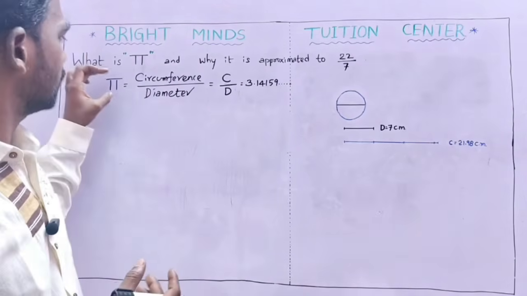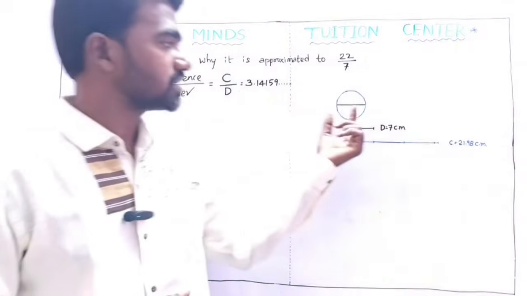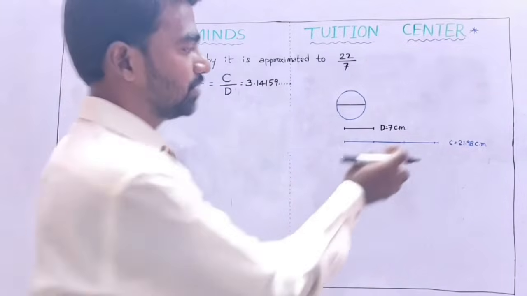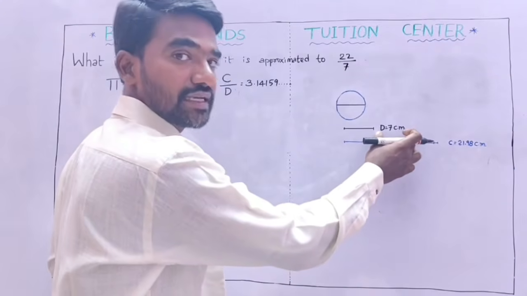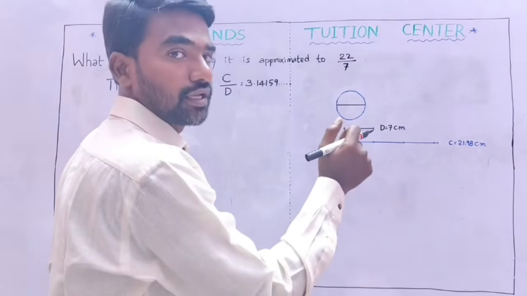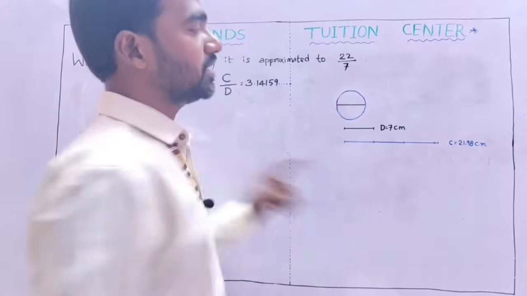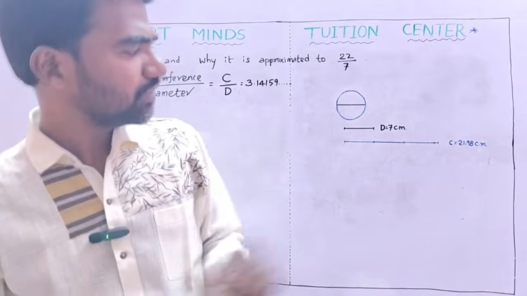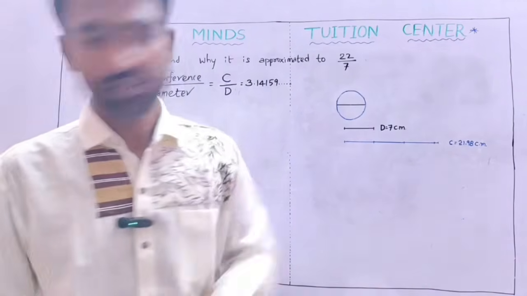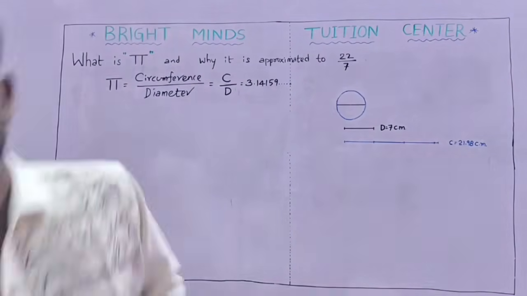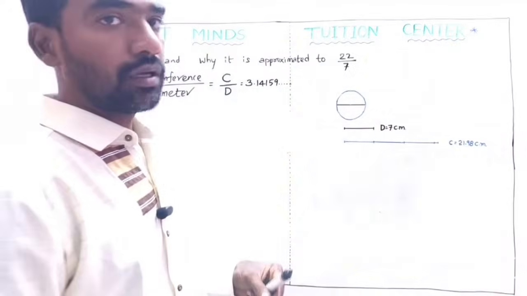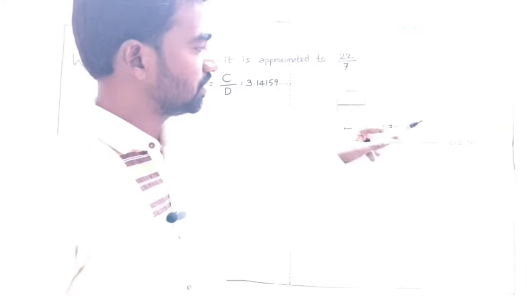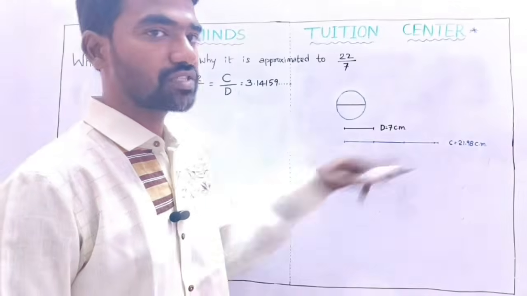Here, to understand what pi is, let us take one circle with a radius of 3.5 centimeters. Then what will be the diameter? The diameter will be 7 centimeters. The circumference will be 21.98. Here we will see the relation between diameter and circumference. If the radius is 3.5 centimeters, the diameter will be 2 times the radius, which is 7 centimeters.